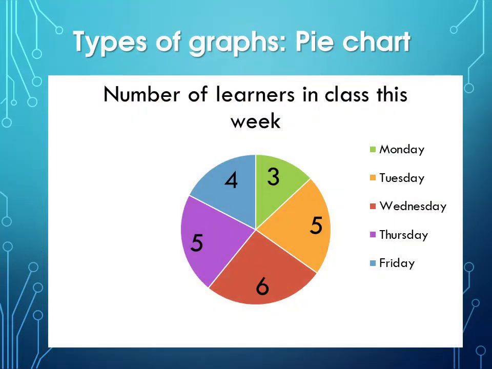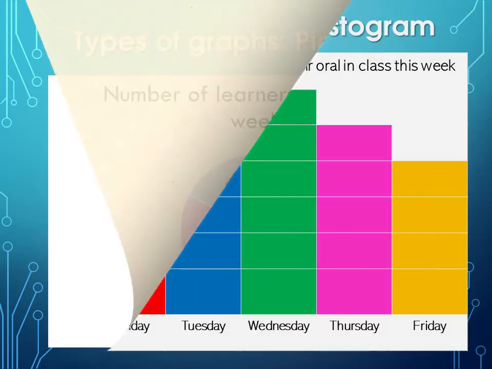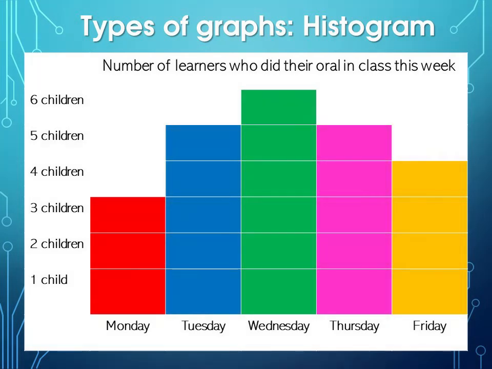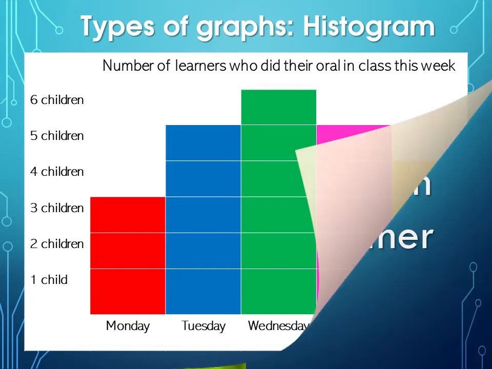A fourth type of graph is called a pie chart. A pie chart allows us to quickly see the biggest or smallest share of the total data by simply looking at the graph. The last graph is the histogram. This graph looks like a bar chart, but unlike a bar chart, there are no spaces between the bars. A histogram is a graphical display of data using bars of different heights.